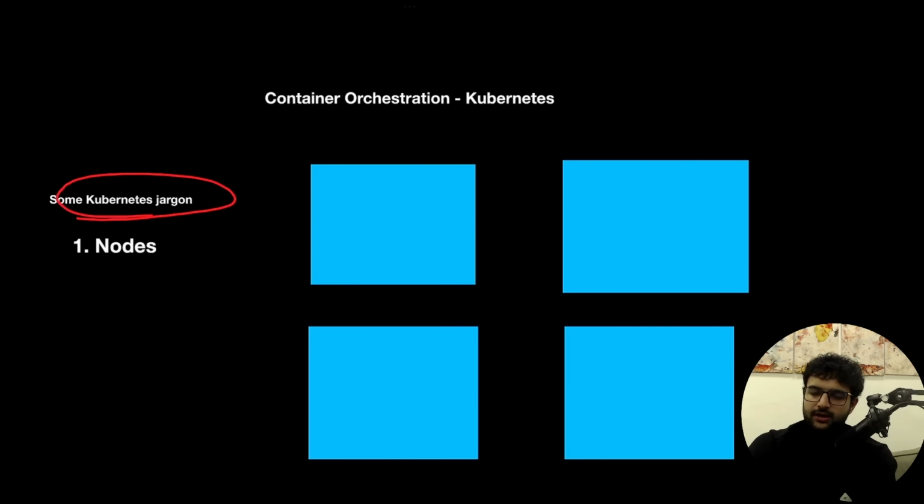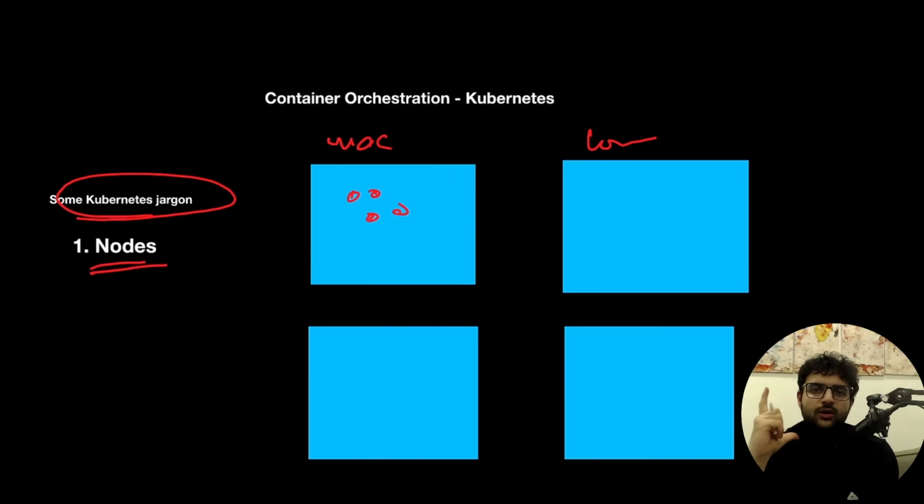Some Kubernetes jargon. If you want to do container orchestration now, start machines, run a command, start a container, you need to understand some jargon. Let's understand that jargon one by one. Number 1 is nodes. I hope that's clear. The real machines that you have, the Mac machine, the Windows machine, the Linux machines that actually run your mini computers, your containers, are called nodes.